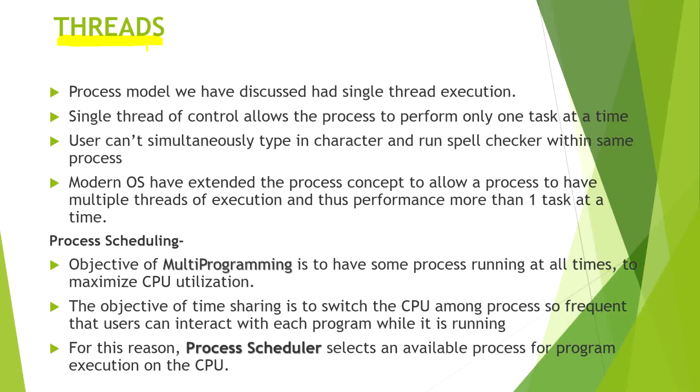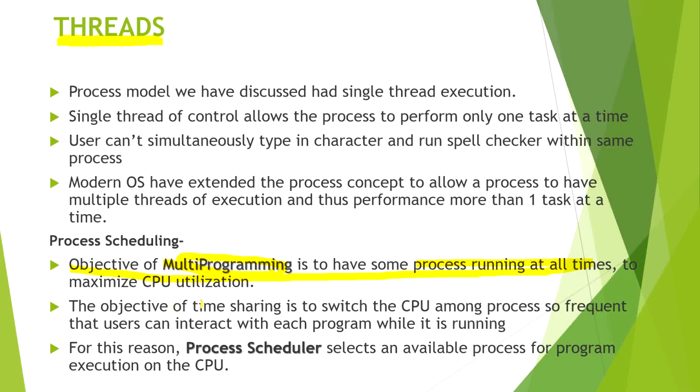So for that we have to implement multi-programming. Multi-programming gives us the advantage of running at least one process at all times. So the definition is, for process scheduling, the objective of multi-programming is to have some process running at all times. As I have told you, we have to run at least one process at all times. If that does not happen, then our CPU cycles will be wasted.